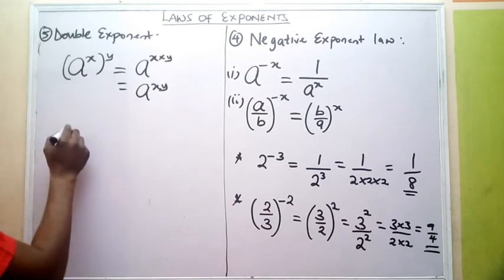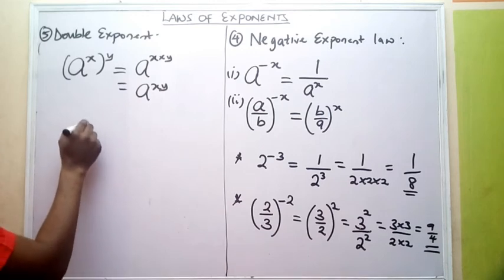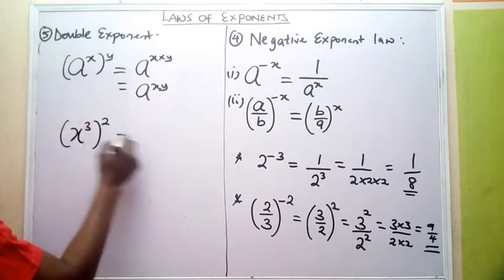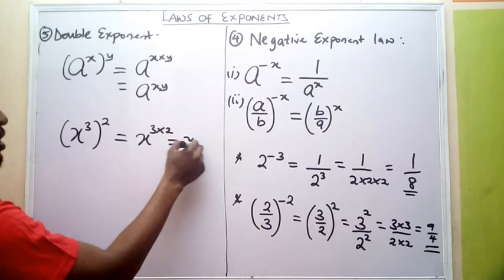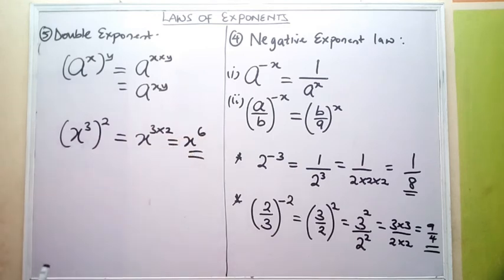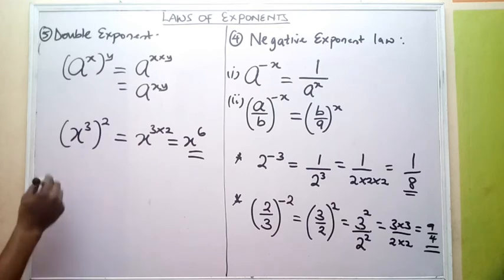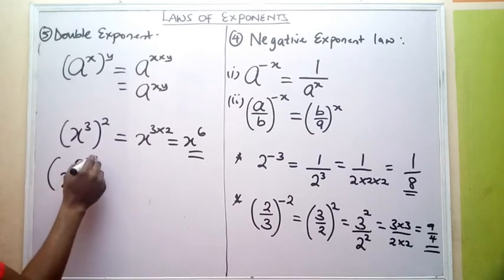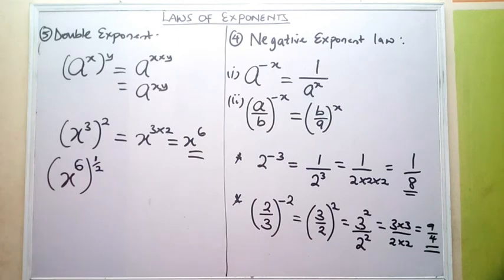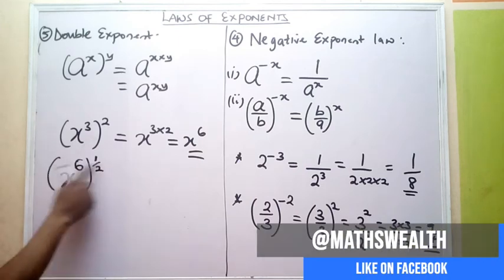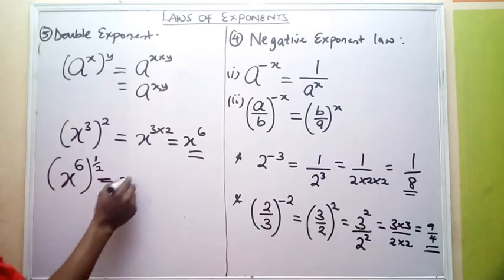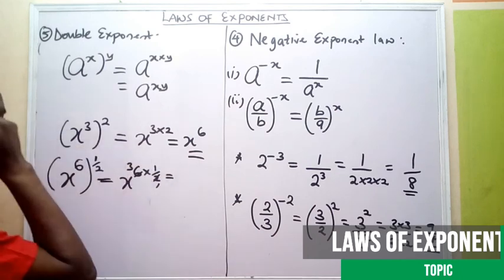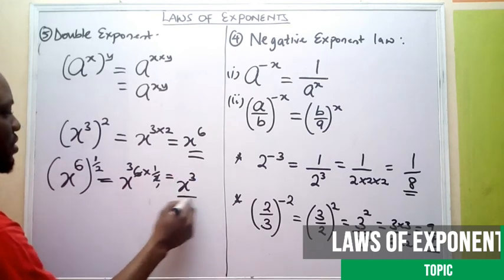So therefore, if I have, let's say, x raised to the power 3, exponent 2 all squared, I'm going to multiply the powers, so x would be 3 times 2, which would give me x raised to the power 6, or x exponential 6. If I have x exponent 6 all to 1/2, you can see I have double exponents. Now, if you have double exponents, all you need to do is to multiply. So x exponent 6 times 1/2, here 1, here 3. So 3 times 1 is 3, so I have x exponential 3.